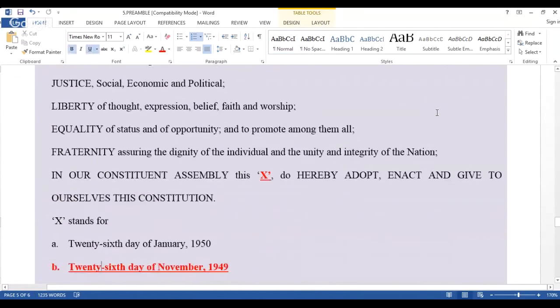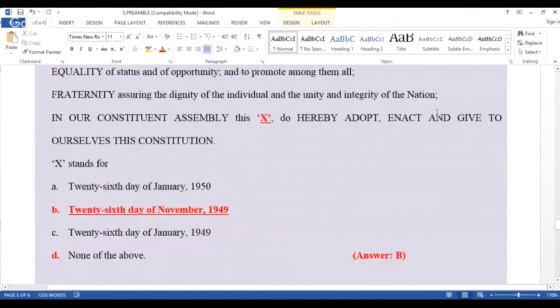You know the answer. Look at this. The question is like this. X stands for 26th day of January 1950? No. 26th day of November 1949. Yes, because we know that very clearly. It is the date of adoption. That's the reason why the location of the dates in the Constitution is also important from the examination point of view. Am I clear?